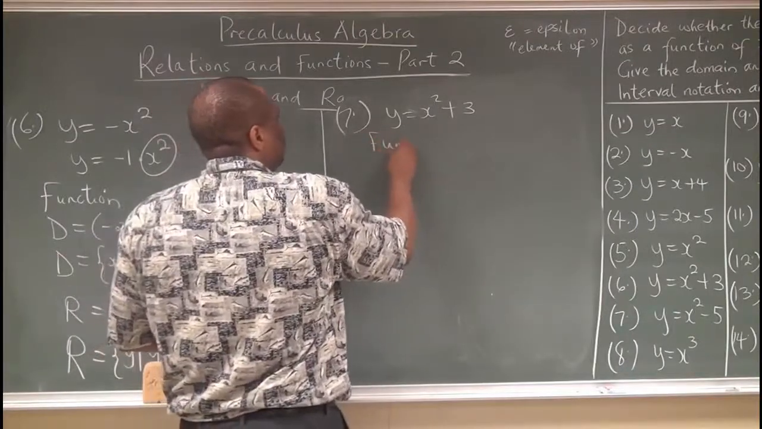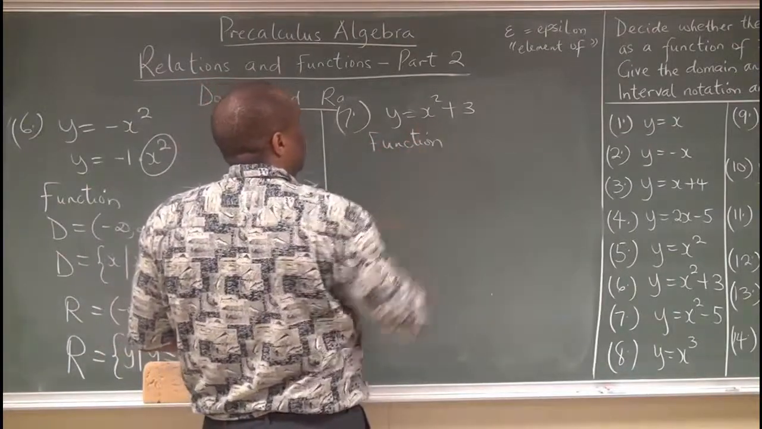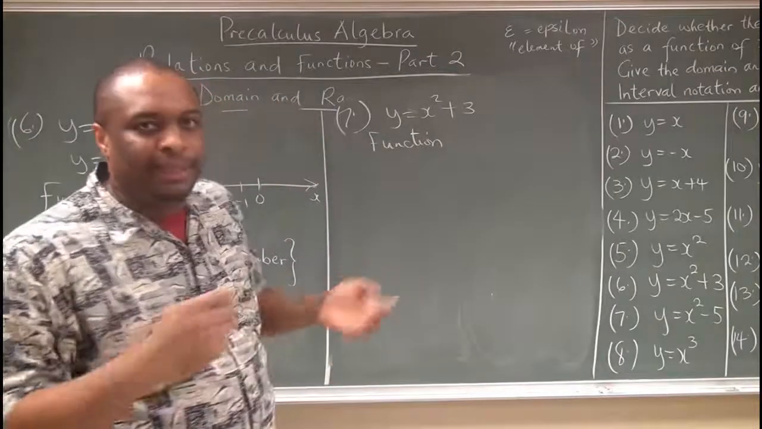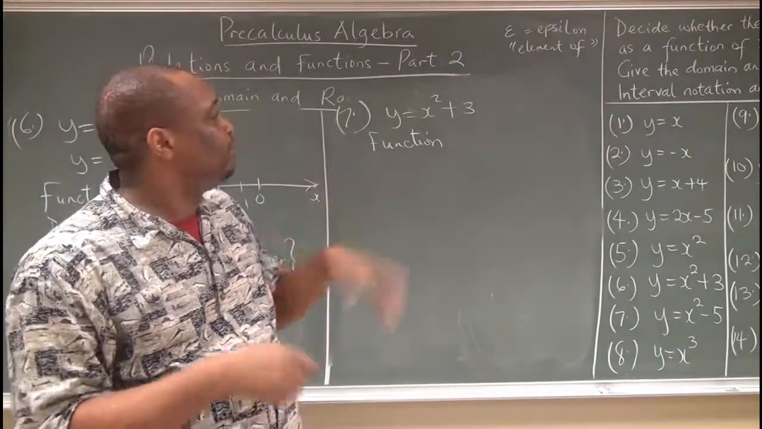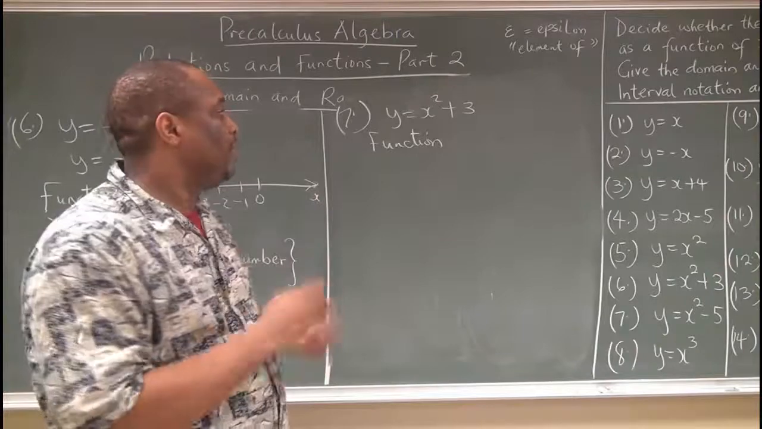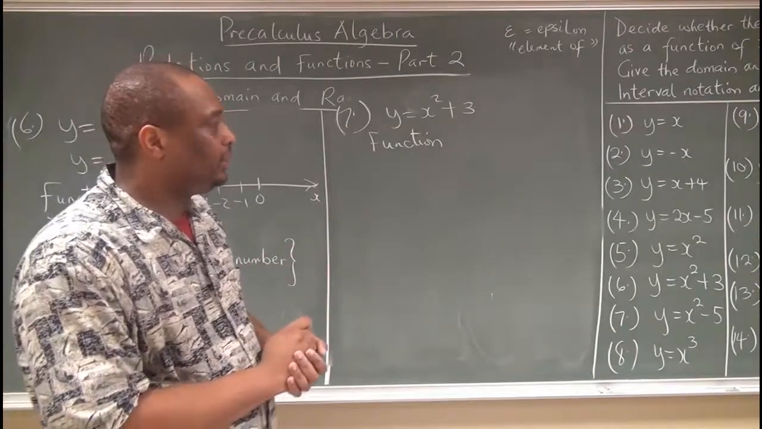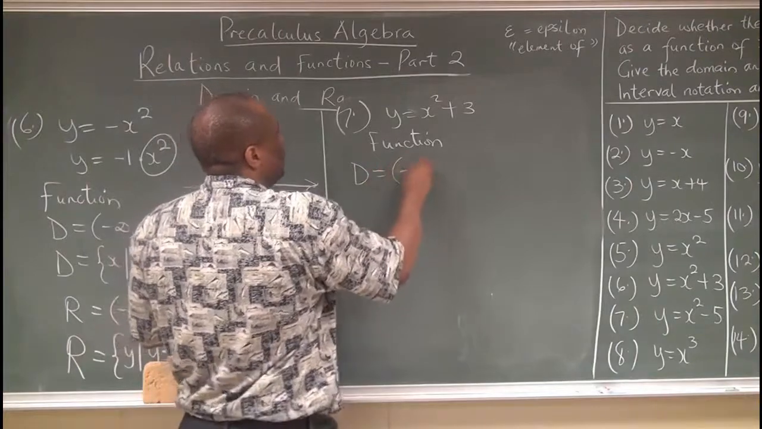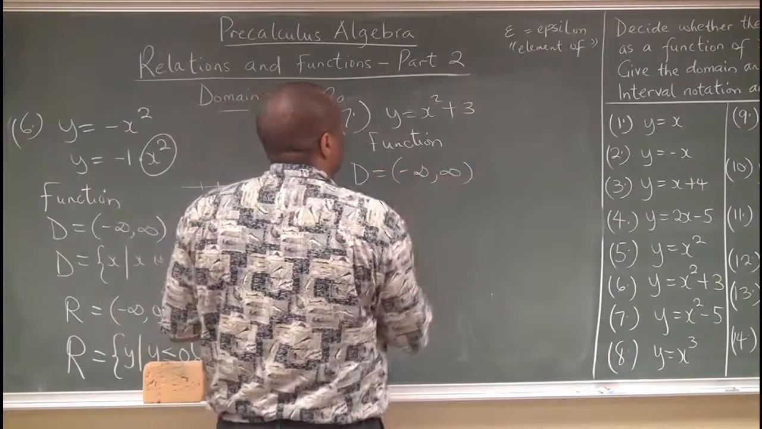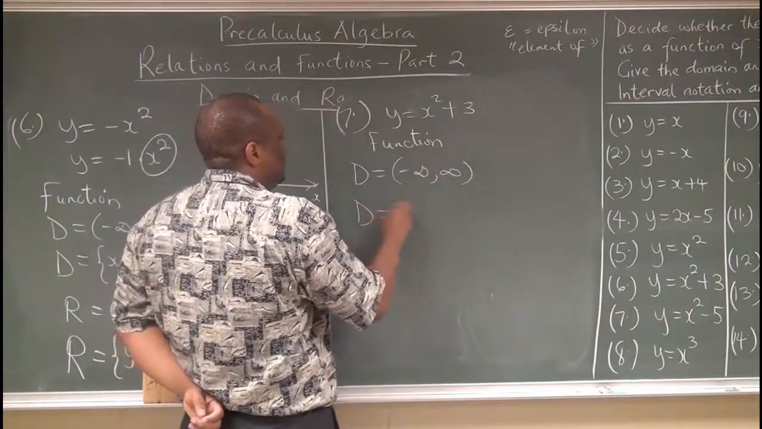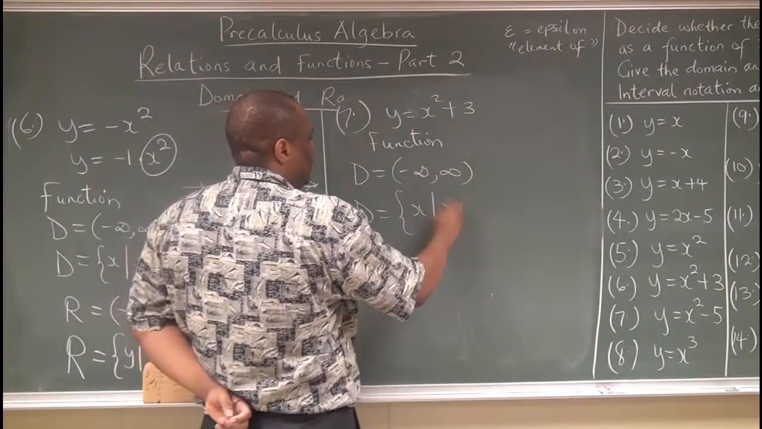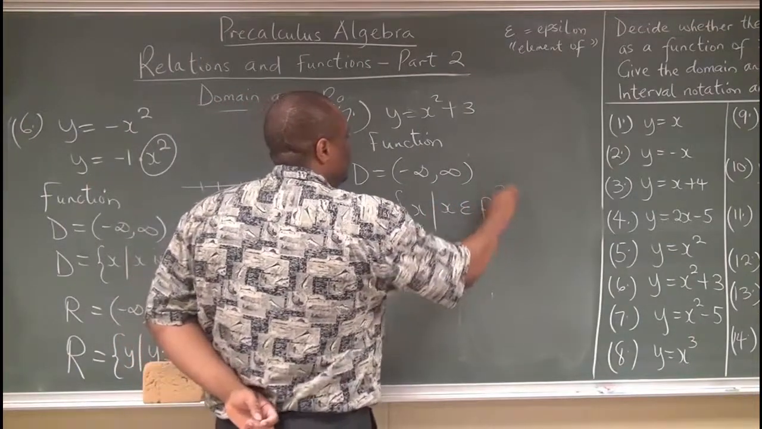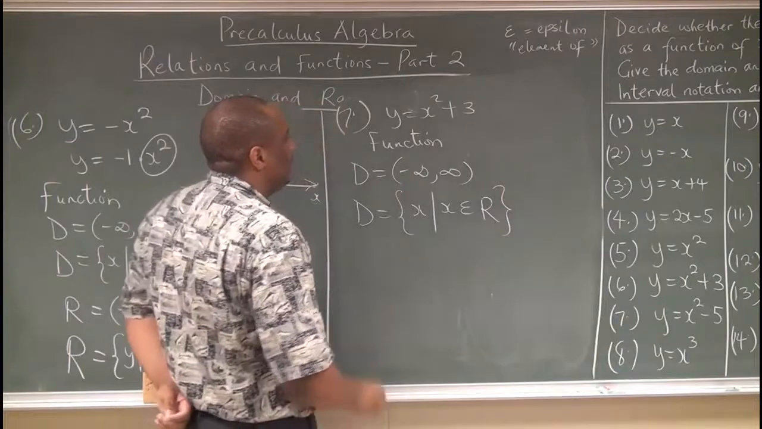Yeah, this is a function, it's a quadratic function. No input will repeat itself. Every input will have a unique output, or exactly one output. The domain is from negative infinity to infinity. Domain in set notation will be x such that x is an element of the set of real numbers.